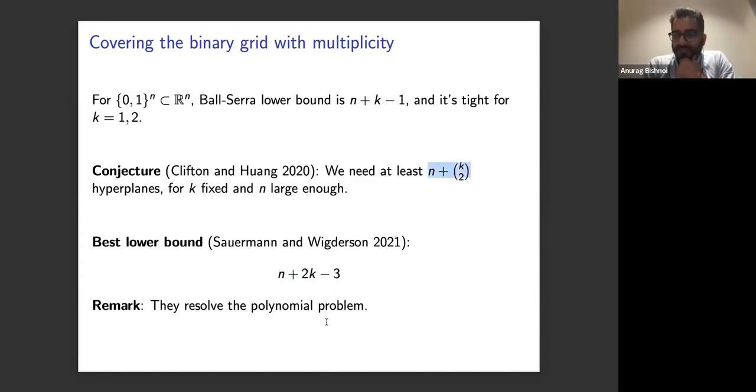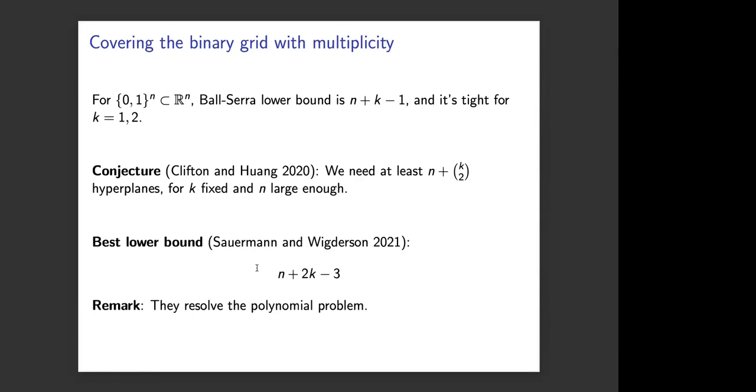So this kind of suggests that the polynomial version of the problem and the combinatorial or geometrical version of the problem might have different answers. It doesn't prove it because we haven't solved the conjecture yet, but it strongly suggests that these two things are different.